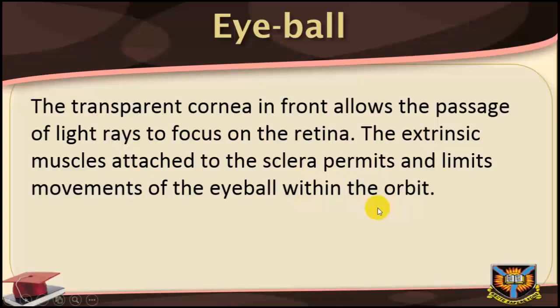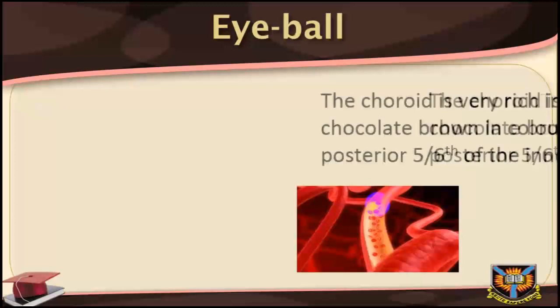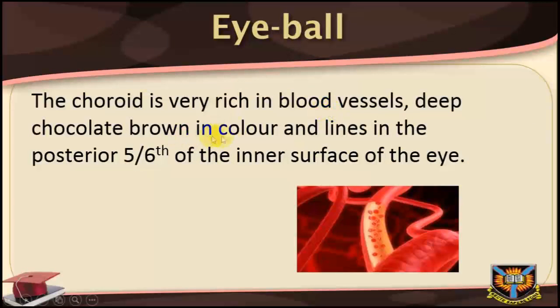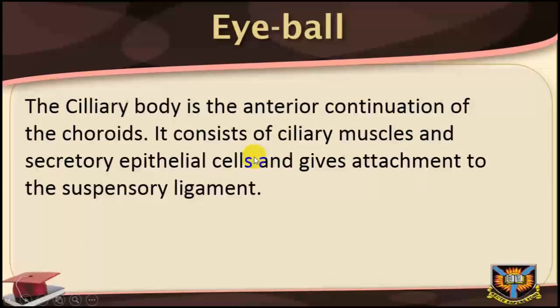The choroid is very rich in blood vessels, deep chocolate brown in color and lines the posterior 5/6 of the inner surface of the eye. Melanin is the pigment which gives that coloration to the choroid. It absorbs excess light that enters the eye. Numerous capillaries are present in the choroid. They bring oxygen and nutrients required for the eye.